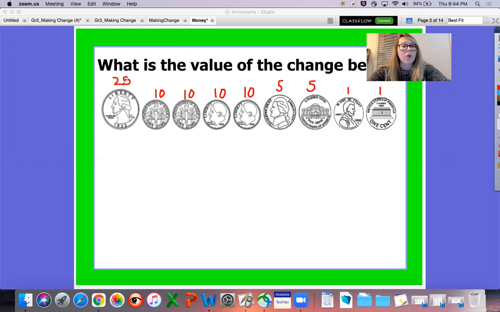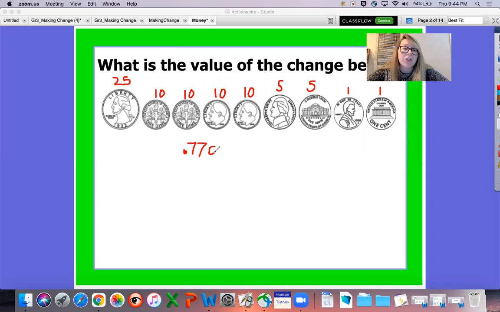Okay, so here we go. All right, 25, 35, 40, 45, 55, 65, 70, 75, 76, 77. Okay, so I skip counted based on my coins and I got 77 cents.